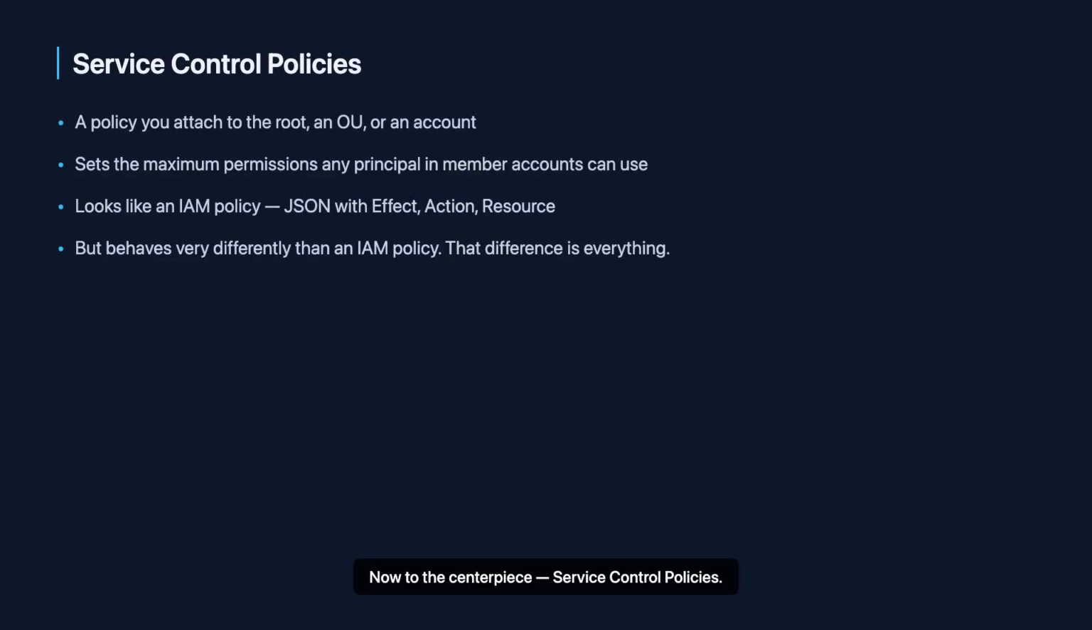Now to the centerpiece, service control policies. An SCP is a policy you attach to the root, an OU, or an individual account inside your organization. Its job is to set the maximum permissions any principal in a member account can use. Now here's the part that trips people up. An SCP is a JSON document with effect, action, and resource. So it looks exactly like an IAM policy, but it behaves completely differently. That difference is everything. And it's the next few scenes.